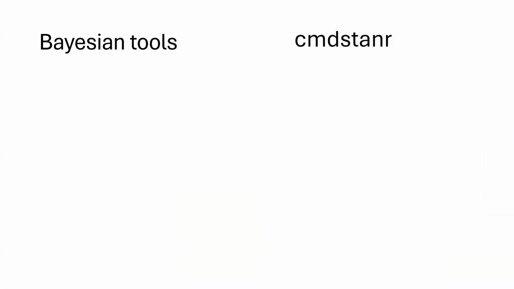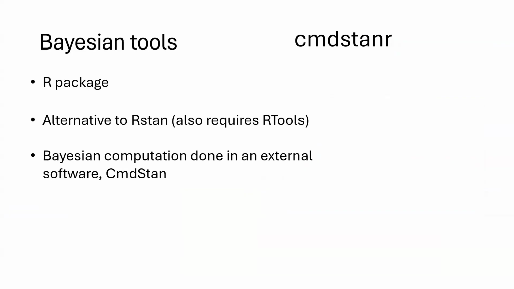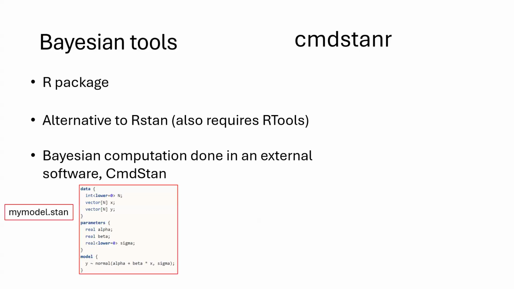And then CmdstanR is an alternative. It's also an R package, and similar to Rstan, it requires RTools. But what's different about it is that instead of doing everything inside of R, it uses an external software called CmdStan to compile the models and run simulations, what have you. So it's used very similarly to Rstan.